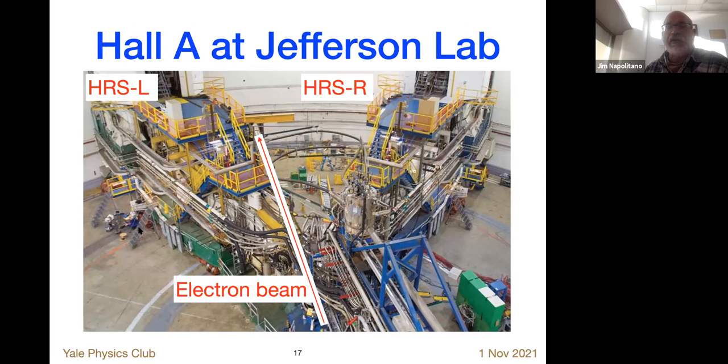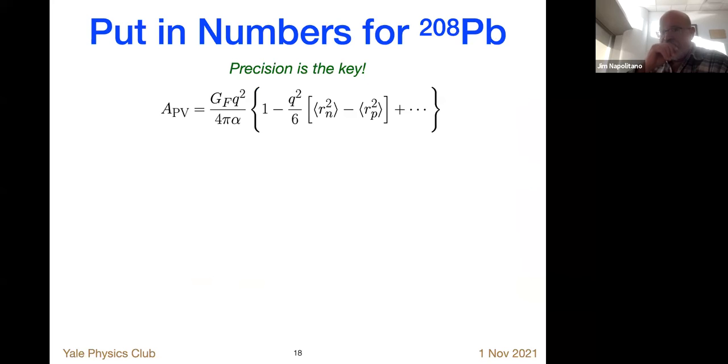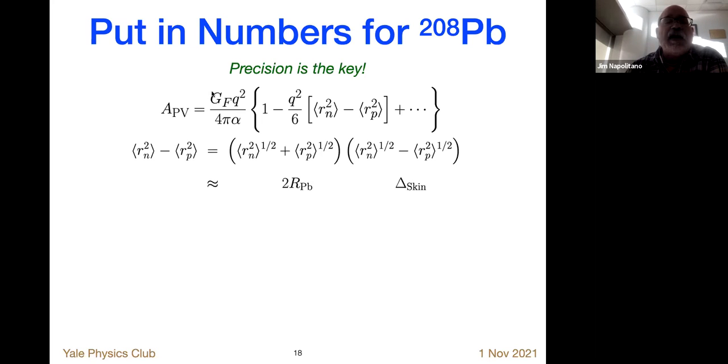Actually quite large instruments. I want to put in some of the numbers for lead so you can see the scale of things. So that's our formula for the parity violating asymmetry. And what I'm going to do is take the difference in the squares of these and write them as the sum and difference of the square roots. And the sum, since the skin is not particularly thick, is pretty much just twice the radius of lead.